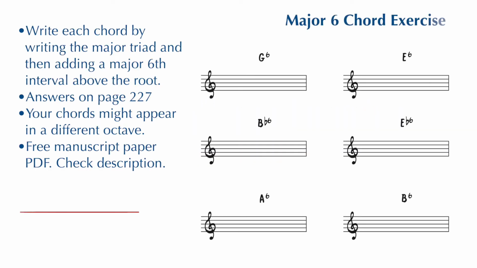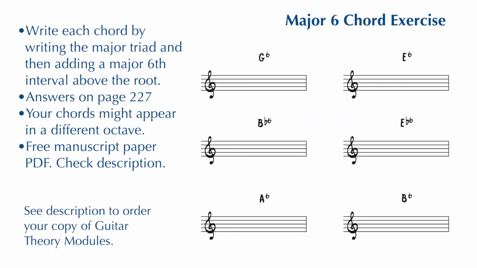At the bottom of page 165, we have this exercise in constructing major 6 chords. Your job is to write out these major 6 chords using those steps we just talked about. So first write the major triad and then add a major 6th above the root. If you have a copy of Guitar Theory Modules, you can write your answers right there in the book and check your work on page 227.